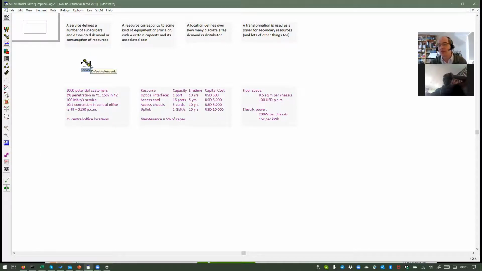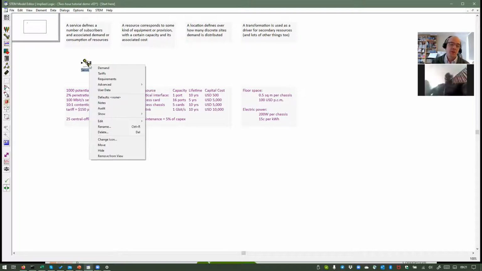concept of the service representing your customers or your subscribers, and also characterizing how much those customers use a service. And then in due course, that a resource corresponds to something which costs some money, which is required to deliver the service, and that a location represents the geographical scope. We'll get to those. Let's start with the service.